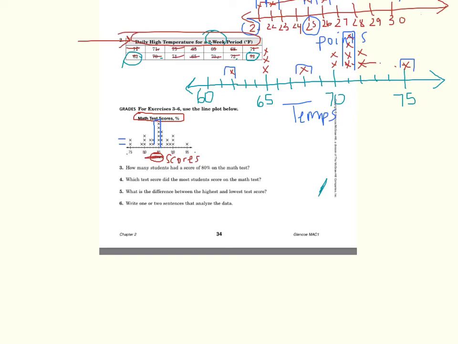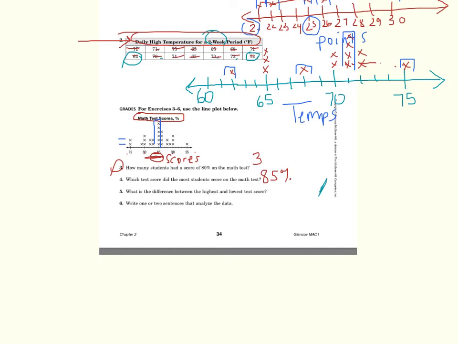Okay, how many students had a score of 80% on the math test? So let's go find 80. How many students are there that made an 80? There's only 3. Which test score did the most students score on the math test? Well, here you're looking for the tallest one because that has the most X's on it. So that would be what grade? An 85?